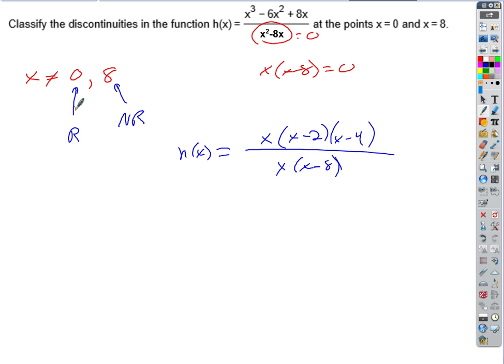It's removable. And the proof of that would be, what if the question said, define a new function that is continuous at 0? All we would do, let's just call it g of x, and it would just be x minus 2 times x minus 4 over x minus 8. Right? I would just cancel the x's, and now this is a new function that's only discontinuous at 8. Right? We filled in the hole. Okay?